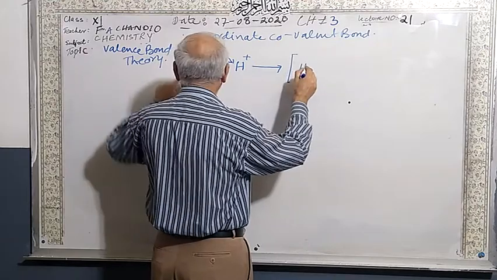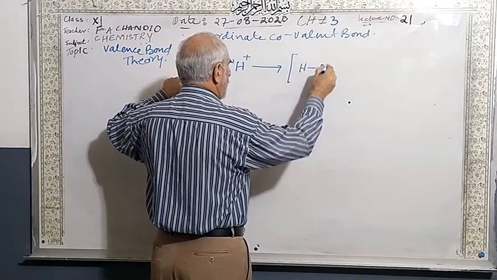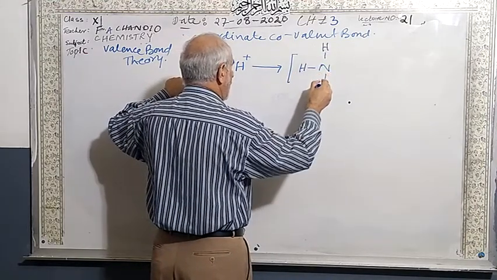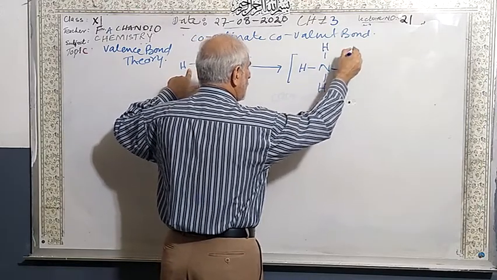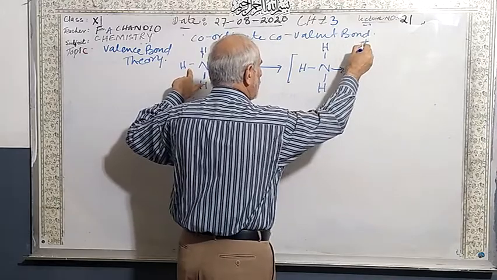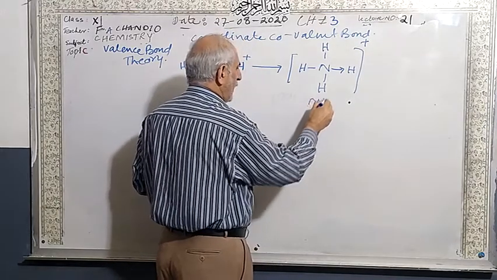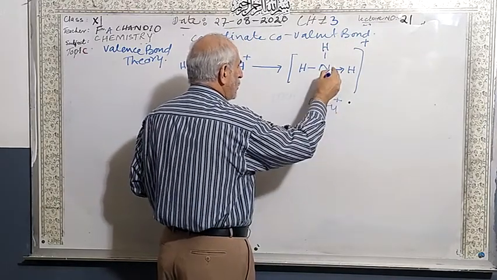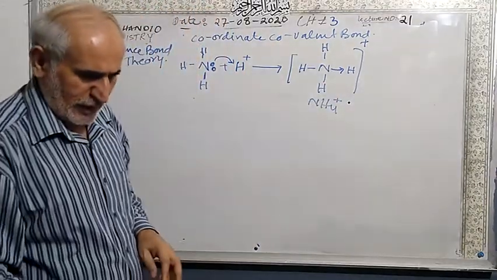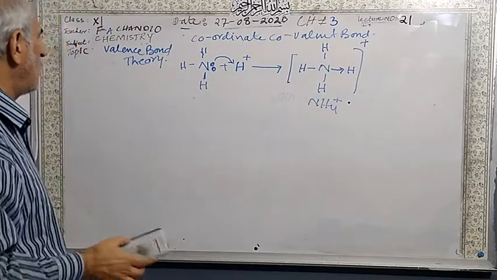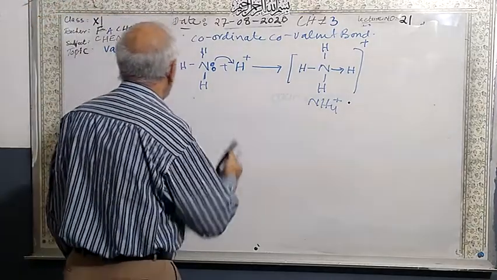This is the hydrogen, here we have nitrogen, and this is the second hydrogen, and this is the third hydrogen. This nitrogen donates its electron pair towards this hydrogen ion. A positive charge is created, and you will get the ammonium ion. This bond is called a coordinate covalent bond. So in the valence bond theory, there is no concept of coordinate covalent bond. We did this in the previous classes.